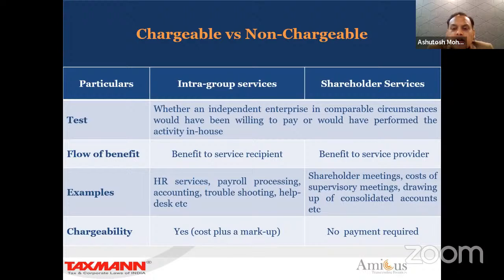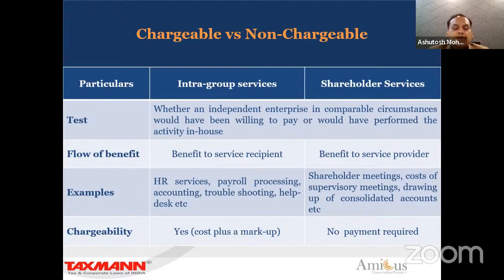And some of these are, for example, shareholder meetings, supervisory meetings, consolidation of the accounts for the group as a whole. So the parent company, for example, cannot really charge a subsidiary company for the time it has spent in consolidating the accounts for the group as a whole, because that is something that they are expected to do for the overall maintenance compliance for the group as a whole.